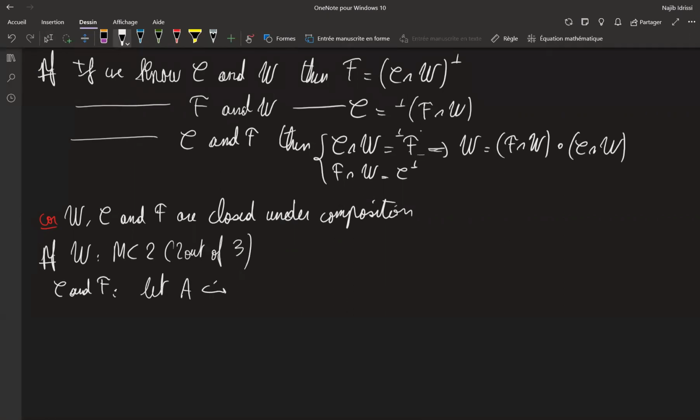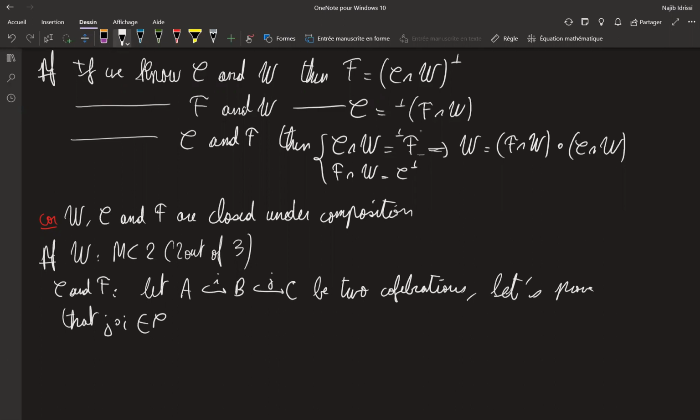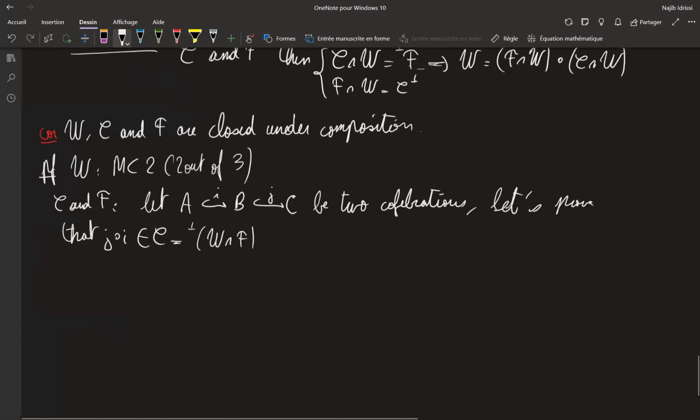So let I and J be two cofibrations. Let's prove that J circle I is in C. And to prove that it is a cofibration, we just have to prove that it has the left lifting property with respect to acyclic fibrations. Okay? So we take a diagram like this.